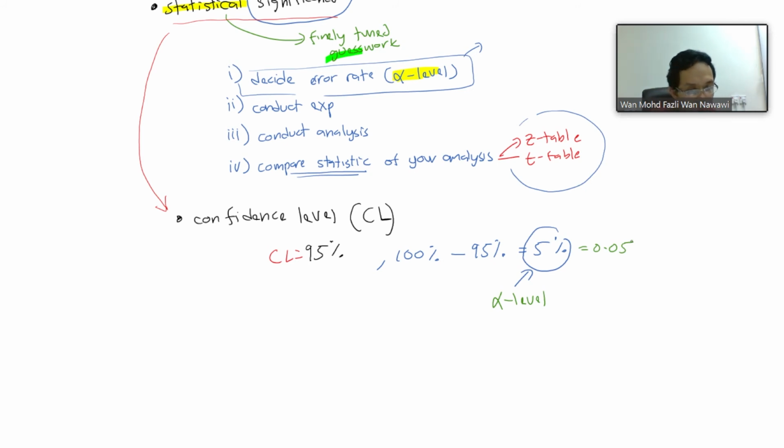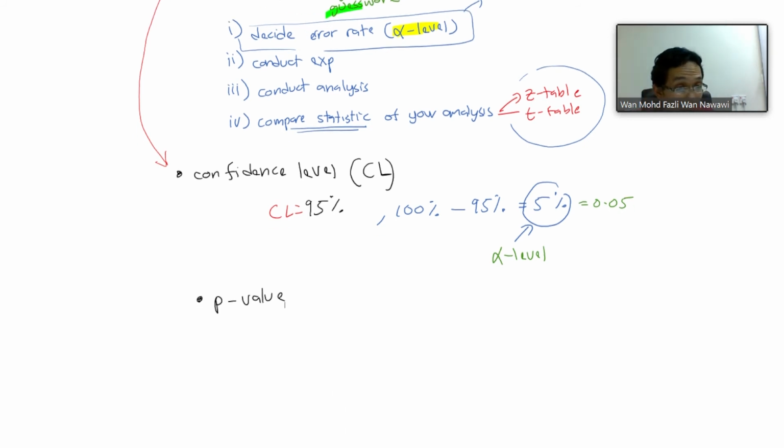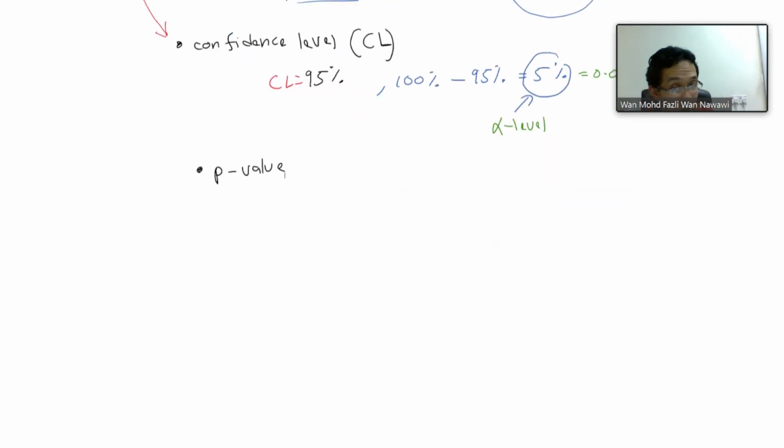This decimal has something to do with what we call the p-value. So let's talk about the p-value a little bit. Let me put here p-value. You will see this again and again in DOE software later on.